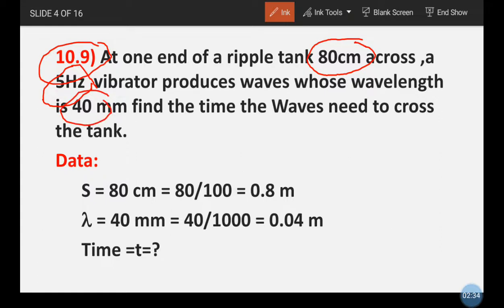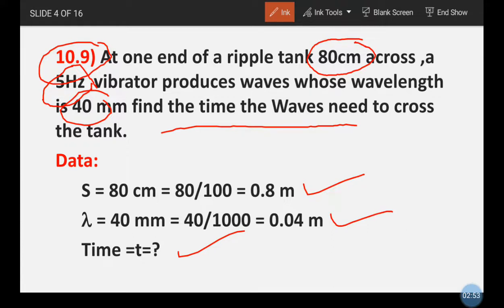So we have distance 80 centimeter. We will convert it into meter. It will become 0.8 meter. Similarly, we have 40 millimeter wavelength. We will convert it into meter, and it will become 0.04 meter. And we have to find the time the wave needs to cross the tank.